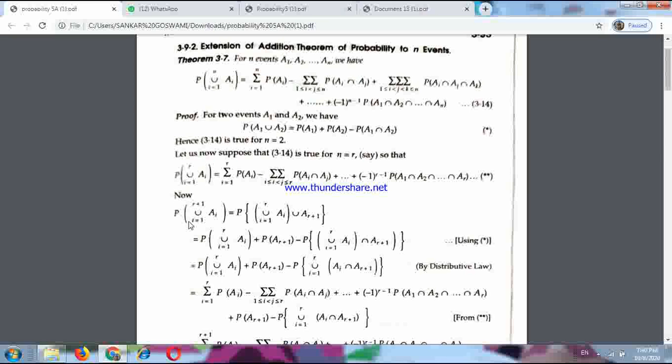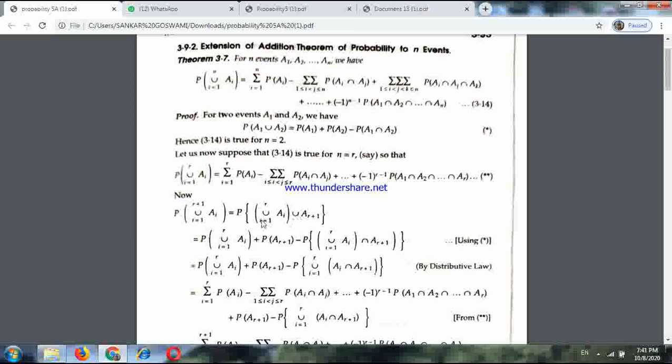Now what happens? Let us see for n equals r plus 1. P of union i from 1 to r plus 1 of A_i, I can write this way: union i from 1 to r of A_i, again union A_(r+1). That means A1 union A2 up to A_r, I have taken in one bracket, union the last one, A_(r+1).